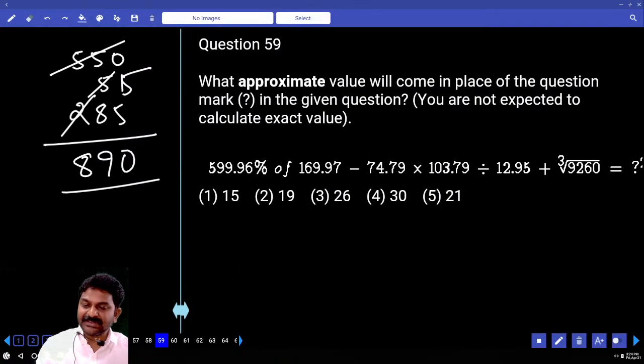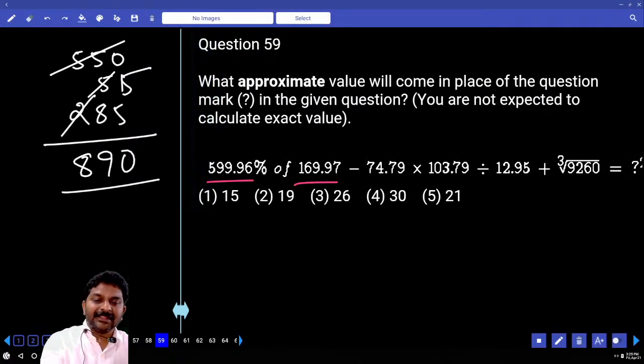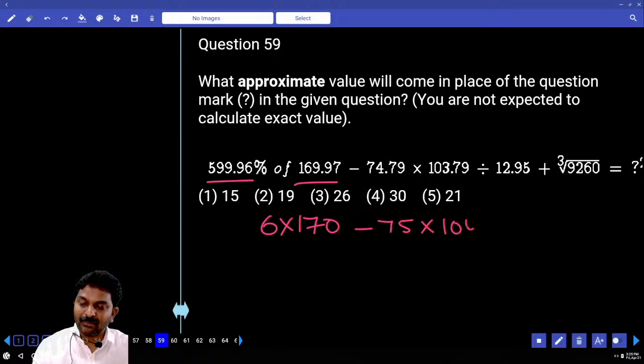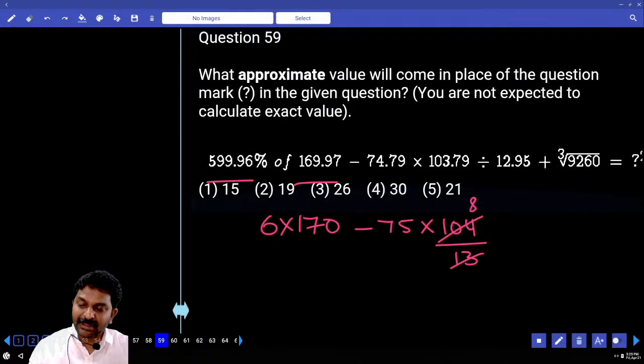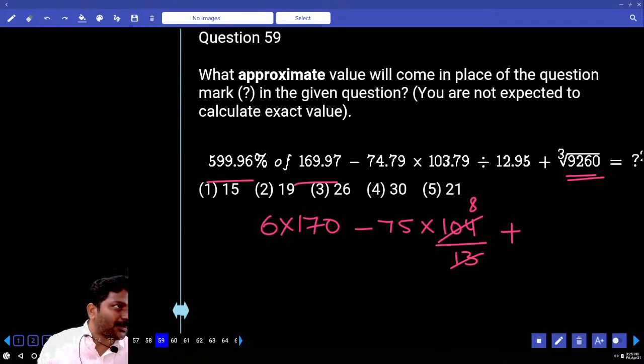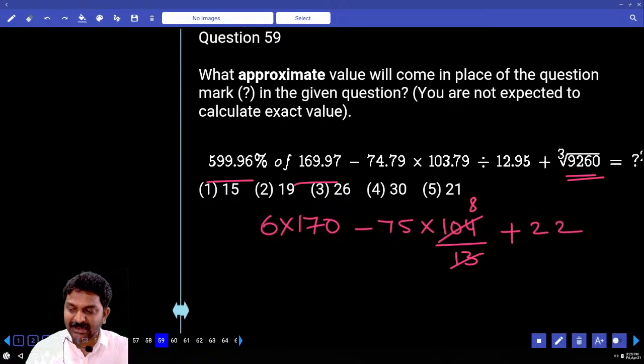Right. 600% of this number. That means 6 times of this number only. 170 6 times minus 75 into 104 divided by 13. 13 how many times? 8 times plus cube root of. What is 20 cube? And our number is a little bit more than that. That may be 21 cube or 22 cube. Options have comfortable number difference, so you can treat it as 21 or 22. It's up to you. Whatever you want.